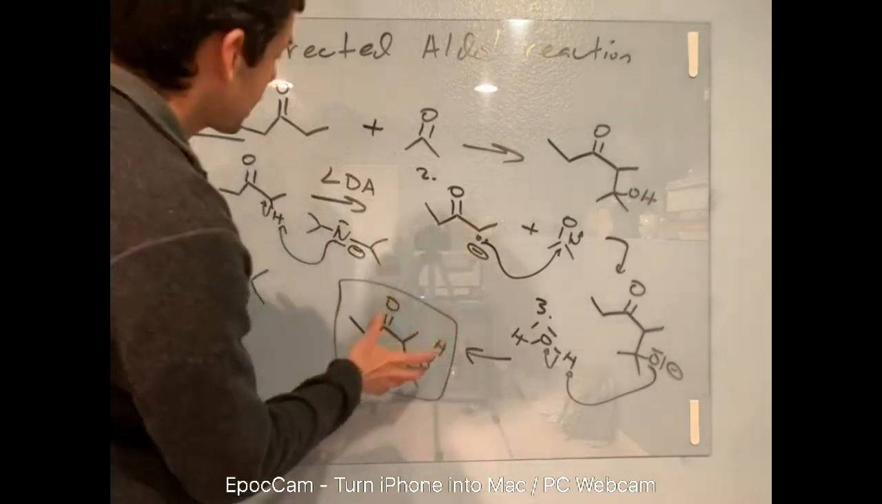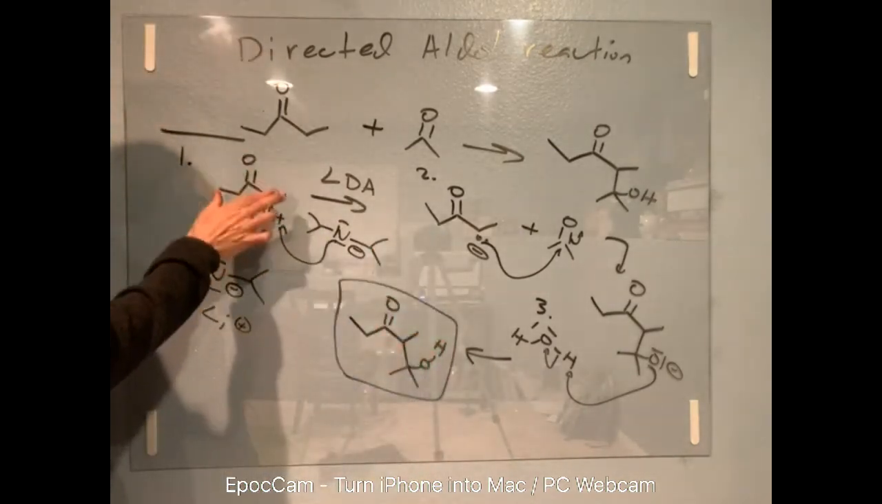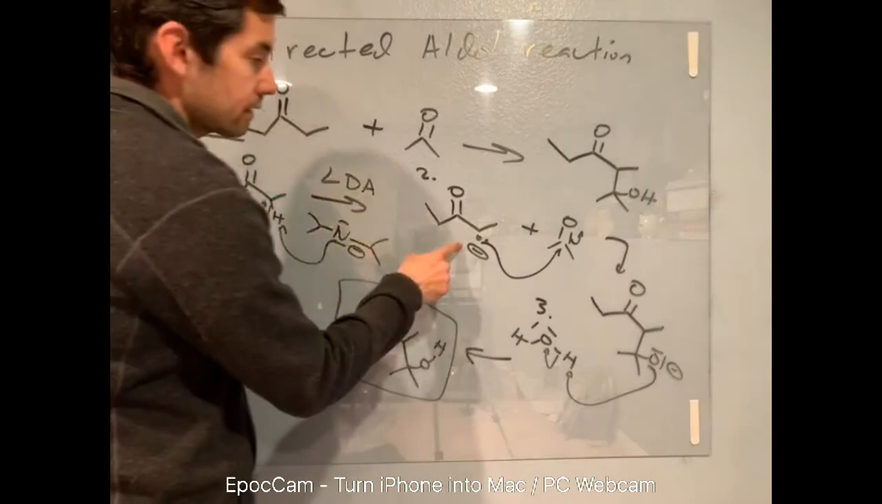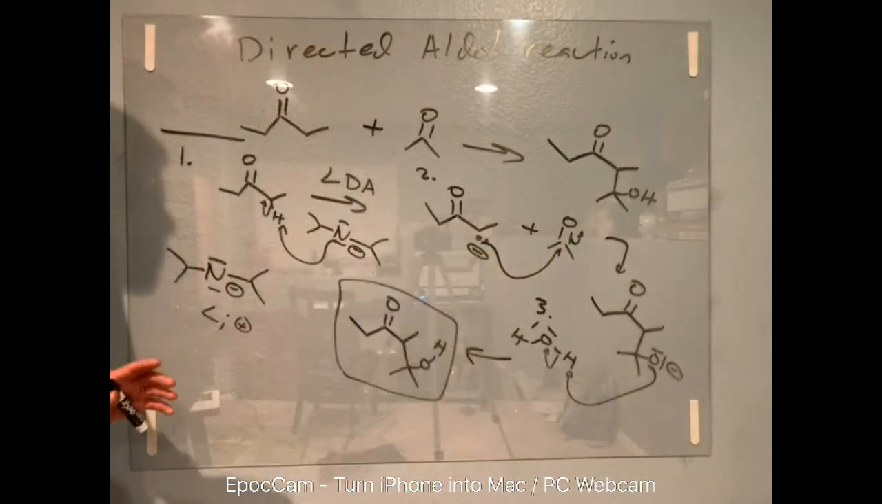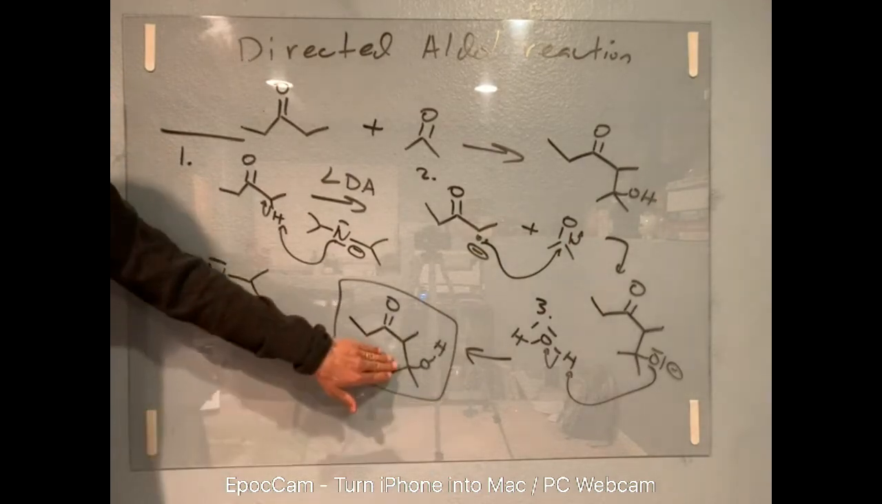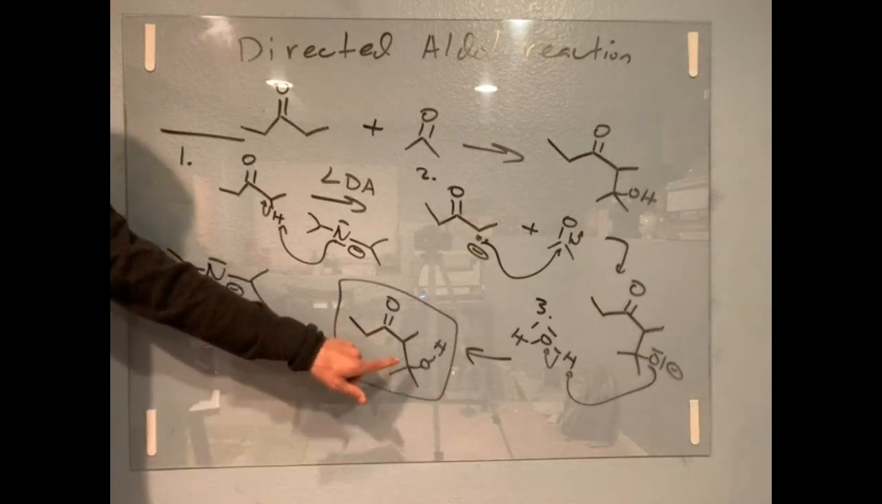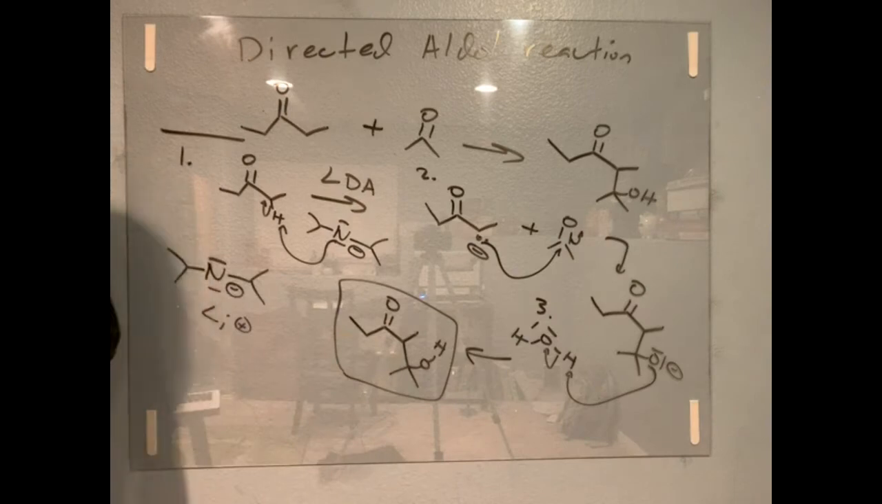So this is a great way of directly making our carbonyl into an enolate and then taking that enolate and attacking a different carbonyl, right? So this is our directed aldol reaction. It's a great reaction to do. We can get to this compound here with our beta hydroxy carbonyl, okay? So that's how we can do this.